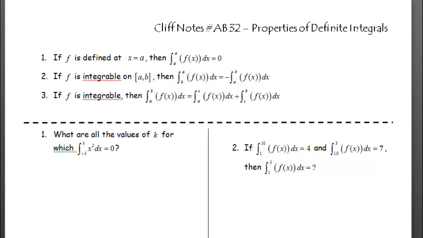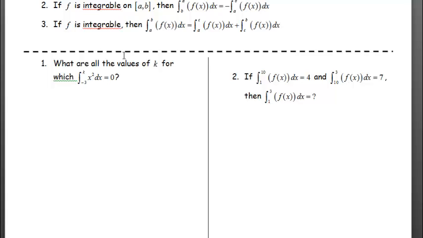Look at question 1. What are all the values of k, which is the upper limit, for which the value of the integral equals 0? Well, if our answer is 0, remember what we said as far as a property. We said that the limits had to be the same. So if you're just going to reason through this, I guess k would have to be -3. All right, but our work is going to support that that's the answer.